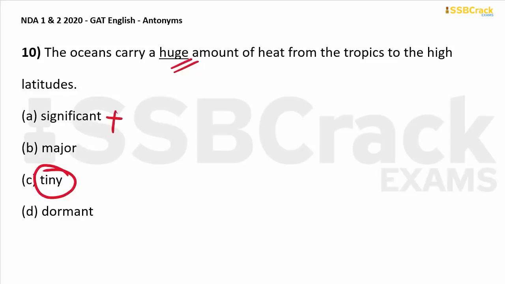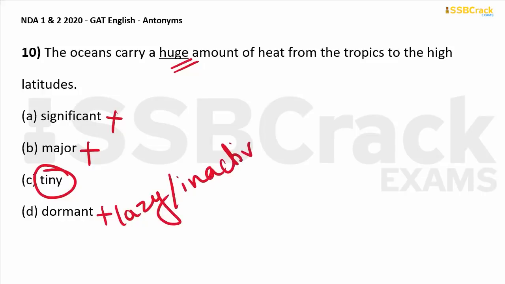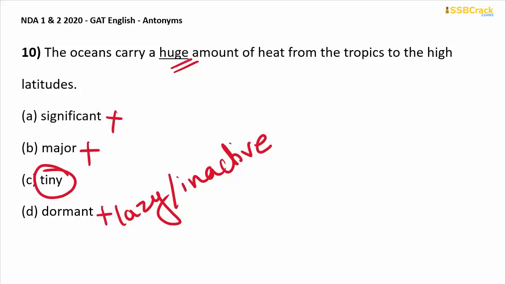Not significant, which means important, not major, which means big, and not dormant. Dormant means when something is lazy or inactive. It has nothing to do with being huge or not. So you can cross these three options. You're left with option C, tiny, which means small, and it is the antonym or opposite of huge. So your answer is option C.